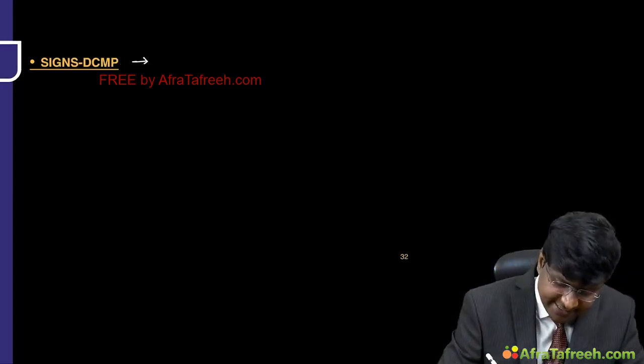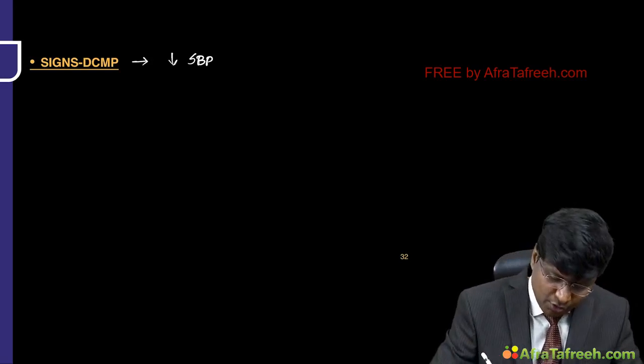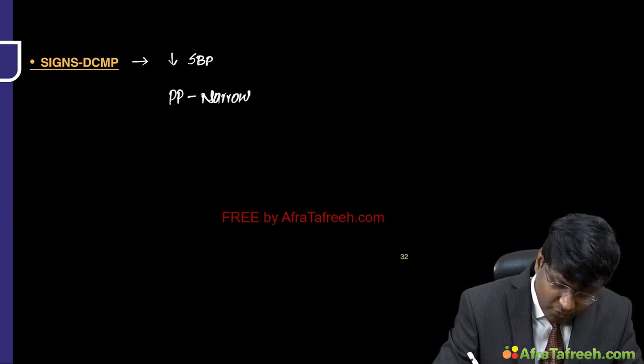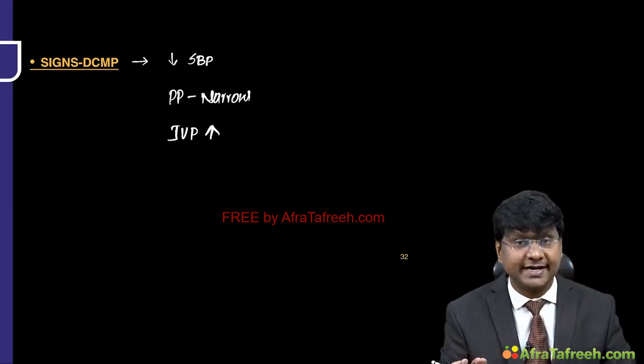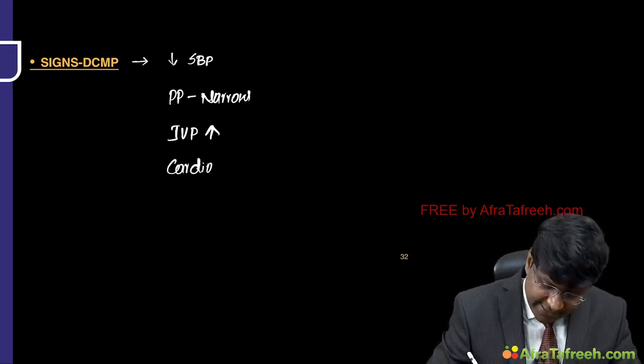And if you take the signs in dilated cardiomyopathy, because there is systolic dysfunction, there is decrease in systolic blood pressure. So what will happen to the pulse pressure? The pulse pressure will be narrow. And what will happen to the JVP? The JVP is elevated because of the right heart failure. And if you observe, there will be cardiomegaly. And these patients have all the signs of heart failure.